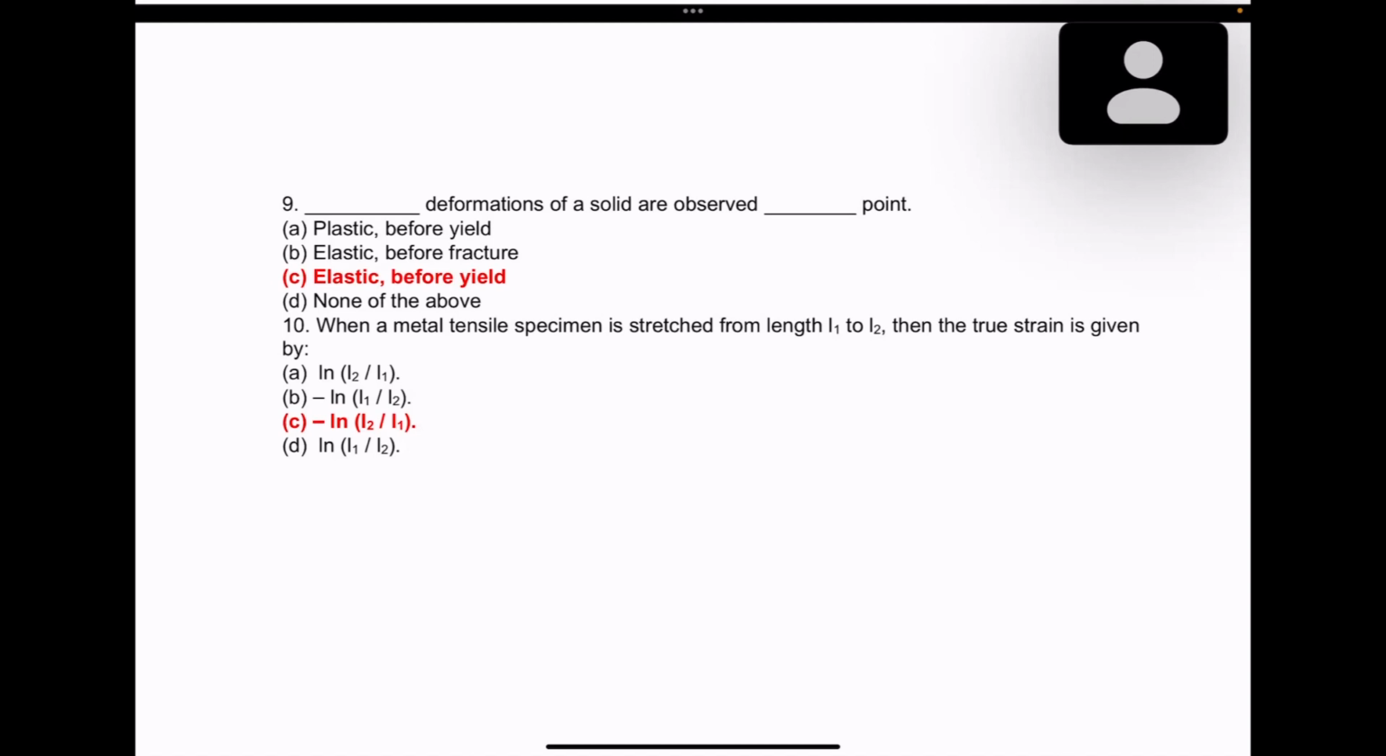And the last question is a simple formula. When a material tensile specimen is stretched from length L1 to L2, then the true strain is given by the natural log of your final length to your initial length, okay, given by a negative sign.